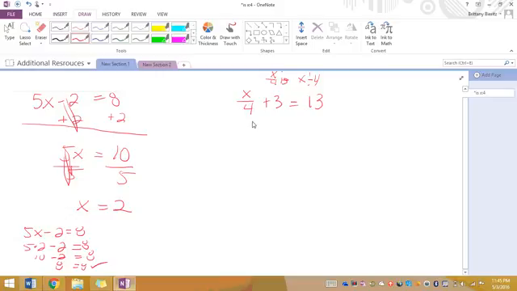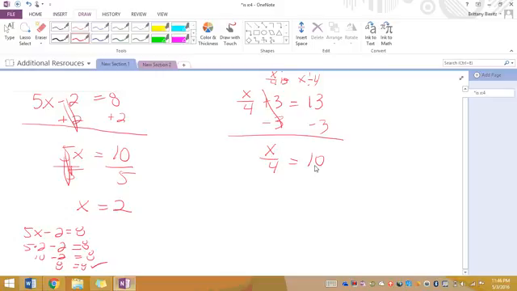But just like the last one, it is a two-step, so we've got to do the opposite math in the opposite order, which means I'm going to tackle this plus 3 by subtracting 3. That gets rid of my plus 3. I'm left with x divided by 4 is equal to 10. So I'm left with a pretty nice one-step equation.